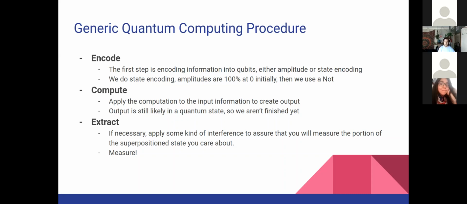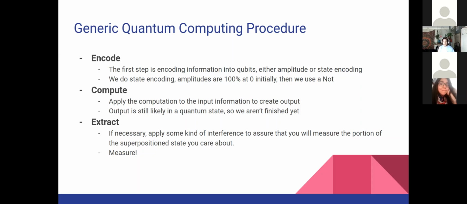not adding the states like we're doing here, right? In this example, we're doing state encoding because it's such a simple thing, because it's just ones and zeros. We can just have our qubits be directly representative of the information. And so the amplitude is right there at 100% at 0 initially, and then we use a not to actually change the qubits themselves as states, but not their probabilities.